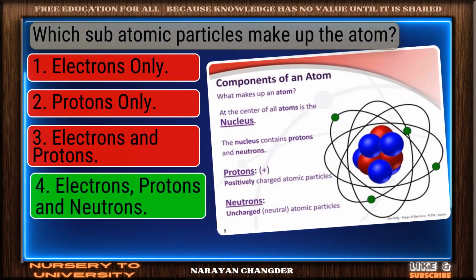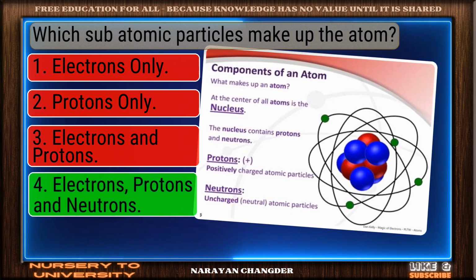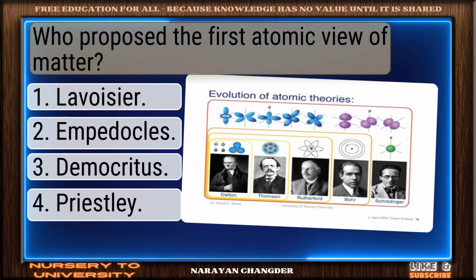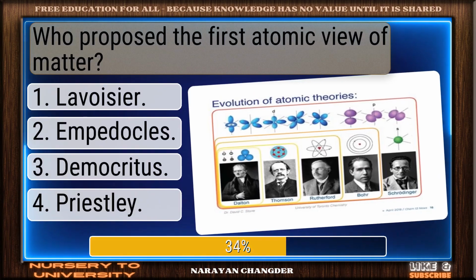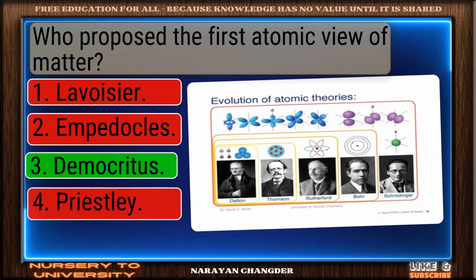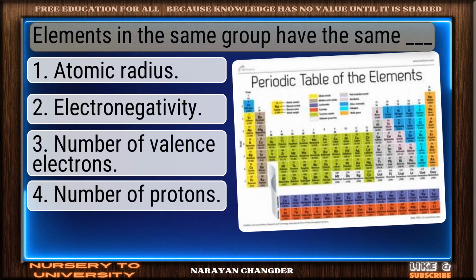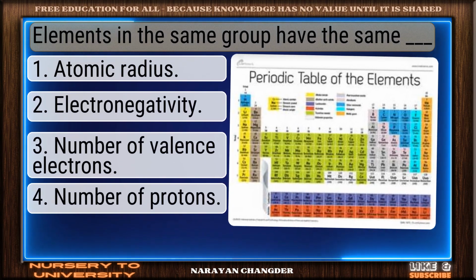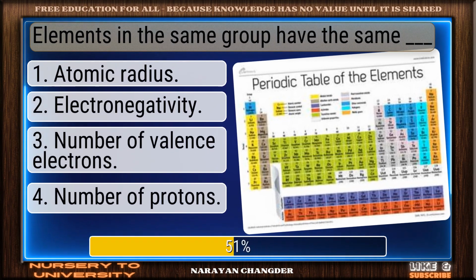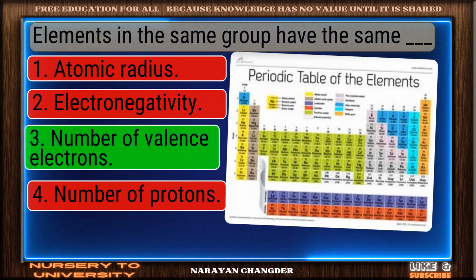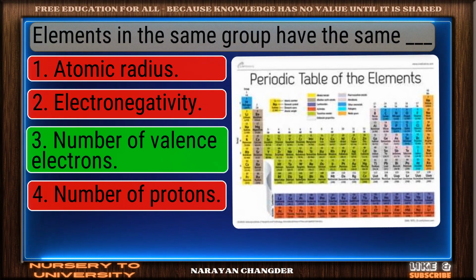Great thinking. Electrons, protons, and neutrons is the right choice. Who proposed the first atomic view of matter? Well reasoned. Democritus is the correct choice. Elements in the same group have the same dash. Right choice. Number of valence electrons is the best answer.